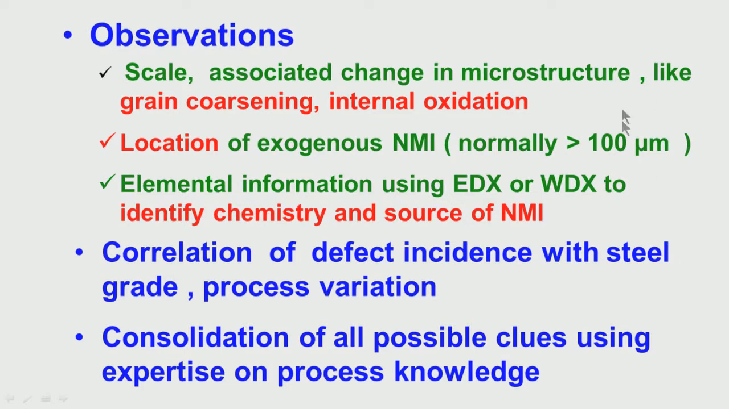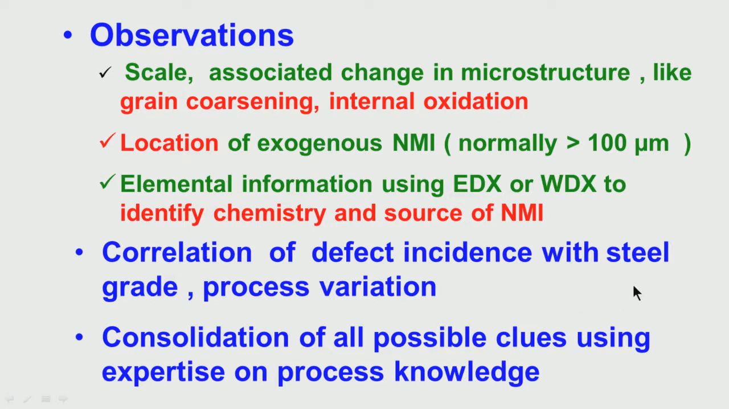After you do all these observations, we correlate the incidence of defect, not only whatever constituents are there, but also, as I was telling, what is the frequency of the defect and what is the location of the defect. And then I have told you in earlier sessions that we broadly understand from the grade chemistry how it will behave during solidification. So, this correlation of defect incidence with steel grade and process variation is very important.